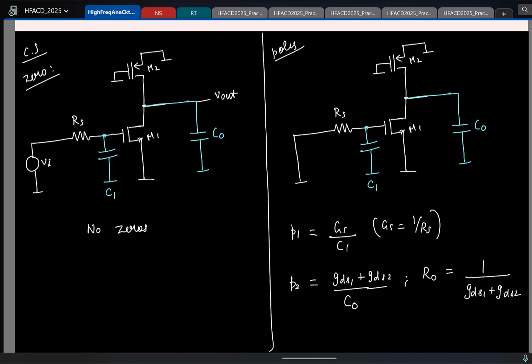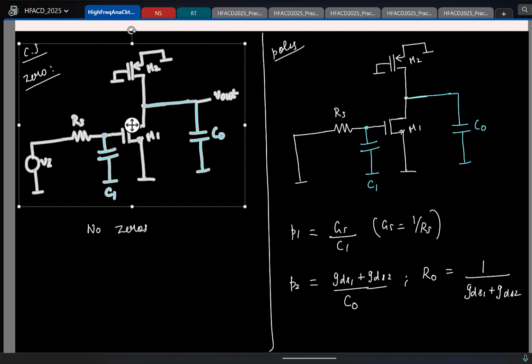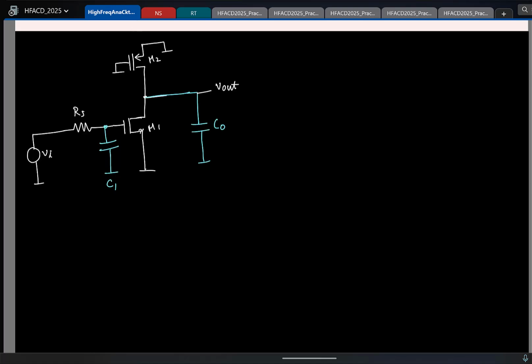So this is also simple. If everything is simple, there is no challenge in life. Let's make it a bit more challenging. And immediately you will see a challenge if I start to include the gate to drain capacitance. I'll call that C.